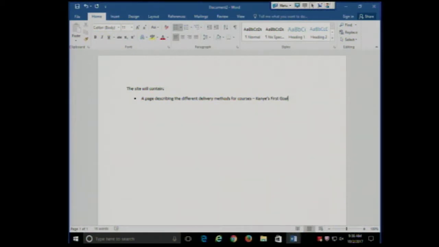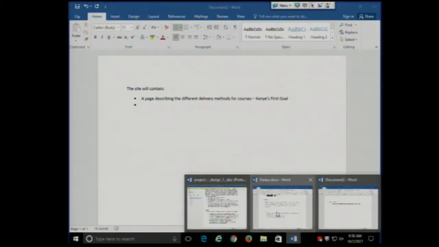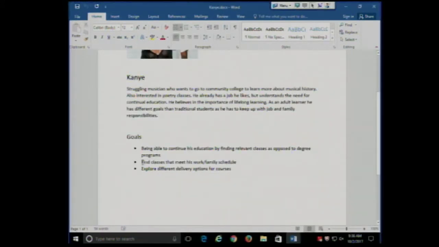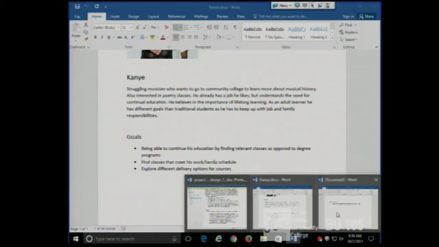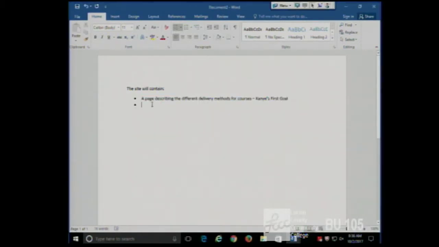If we look at Kanye's second goal, find classes that meet his work and family schedule, be able to search for courses by day, time, campus, delivery method.